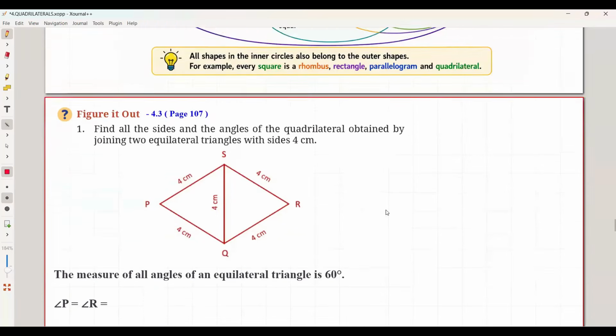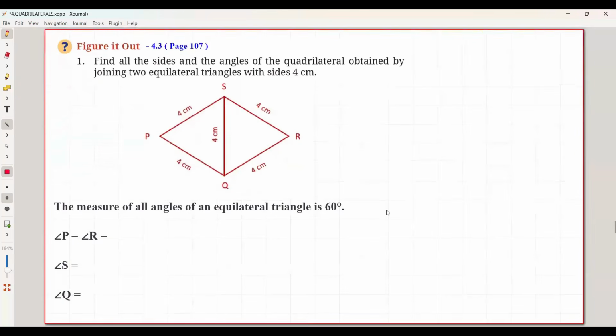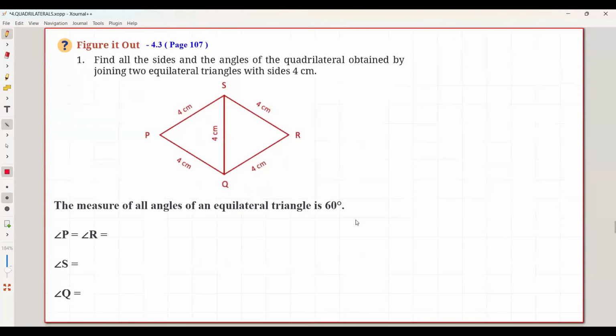Okay, fine. Now we'll come to Figure It Out 4.3, page number 107. First question: find all the sides and all the angles of the quadrilateral obtained by joining two equilateral triangles with 4 centimeter sides. So we have to join two equilateral triangles with 4 centimeter sides.